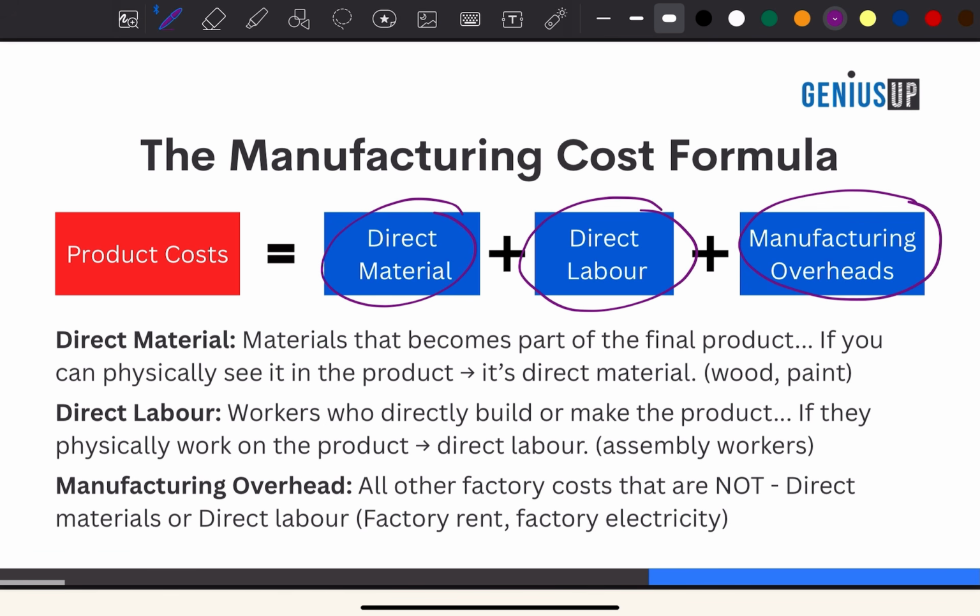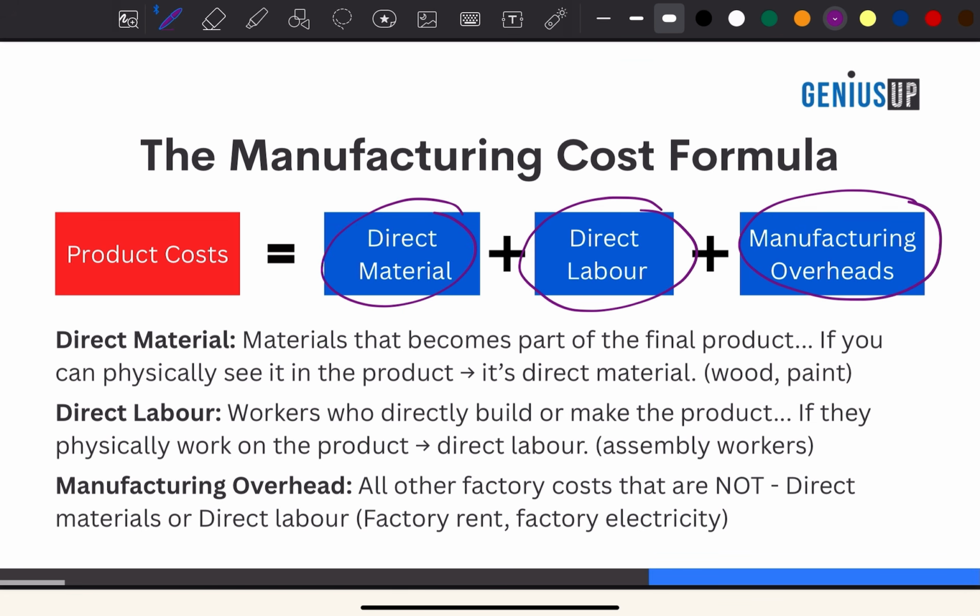And then you have direct labor, same thing. These are workers who directly build or make the product, right? So if they physically work on the product, for example, assembly workers or the people that maybe put it together and basically are involved physically in the production process, that's direct labor, right? So if they are physically working on the product, then that's direct labor.